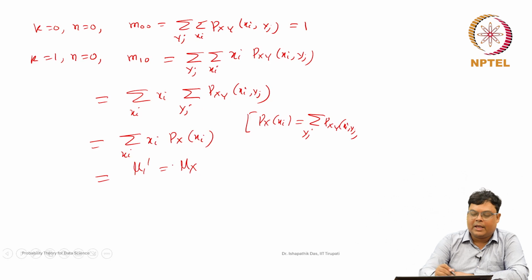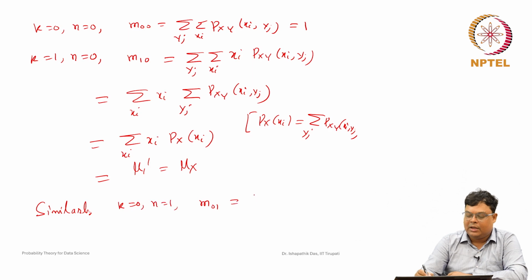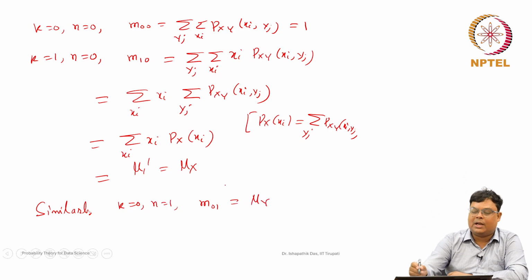So, that is why for k equal to 1, m 1 0 is nothing but mu x. Similarly, you can show that m 0 1: whenever you take k equal to 0, n equal to 1, that means m 0 1, this is nothing but mu y. So, similarly you can find it. So, we can do it also.